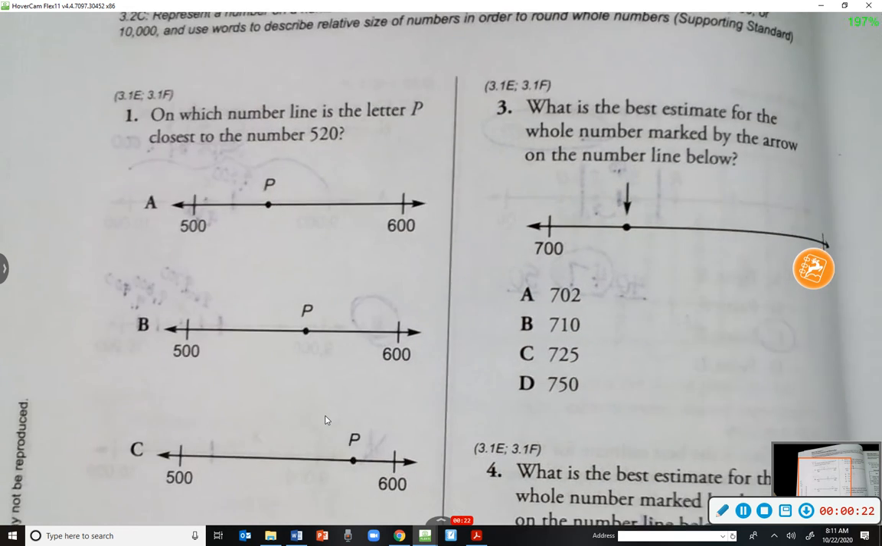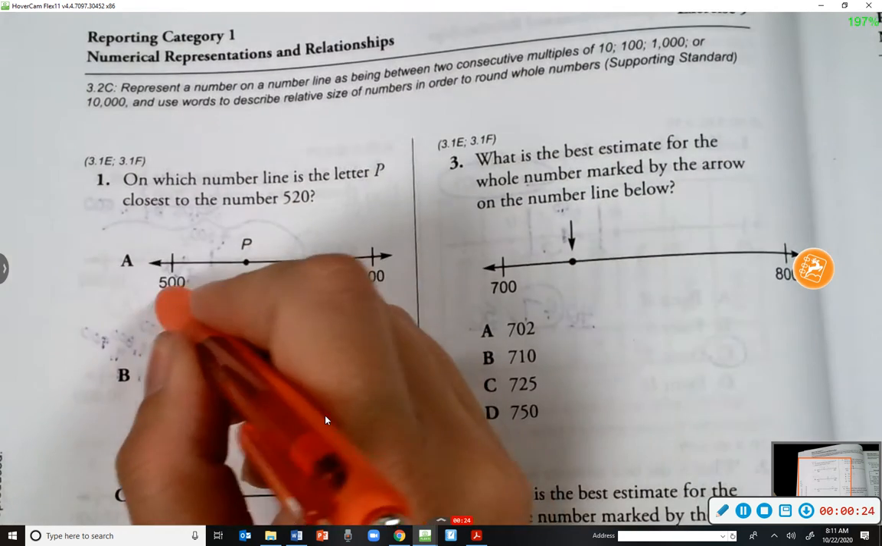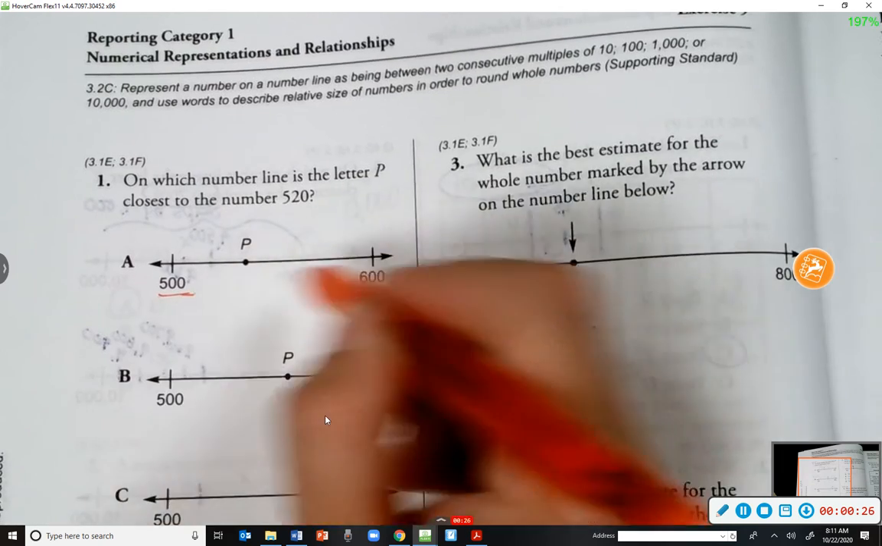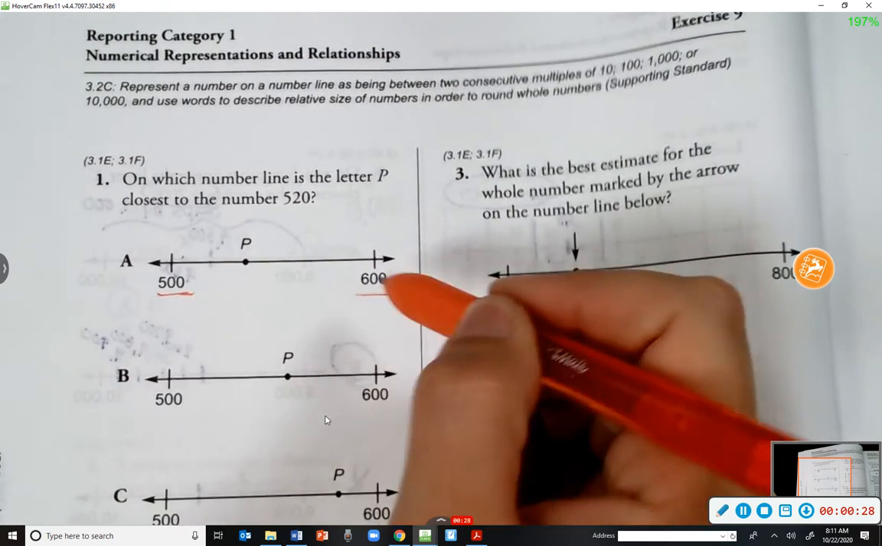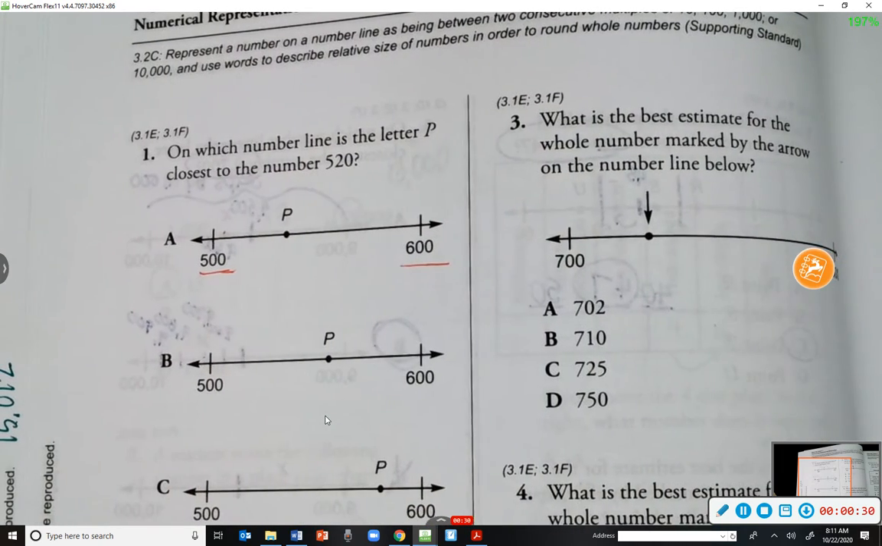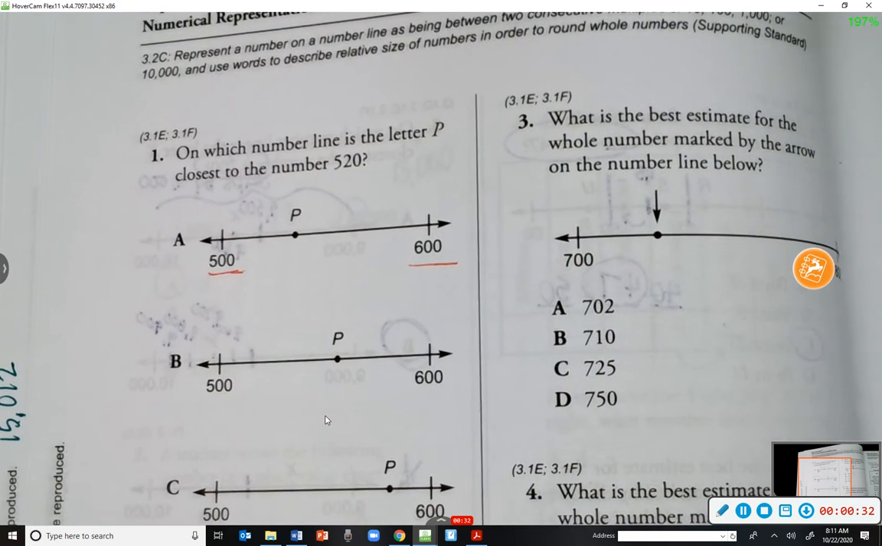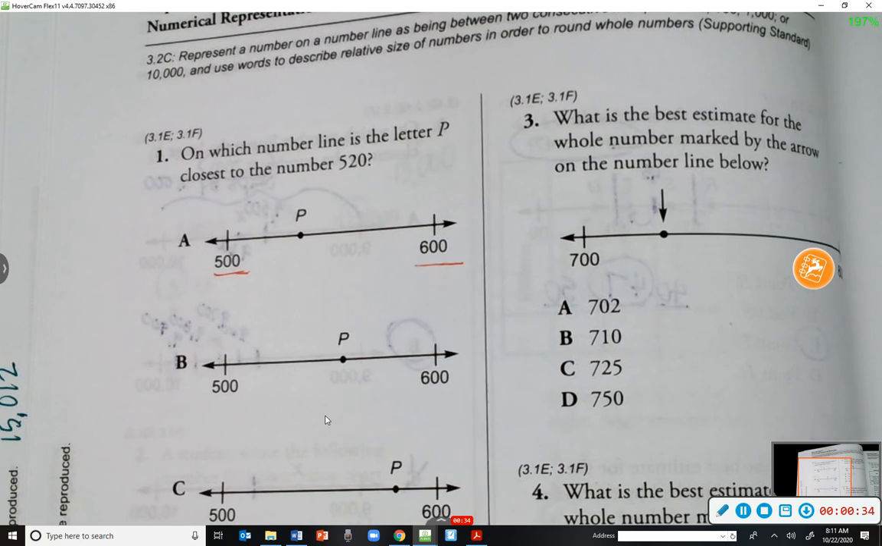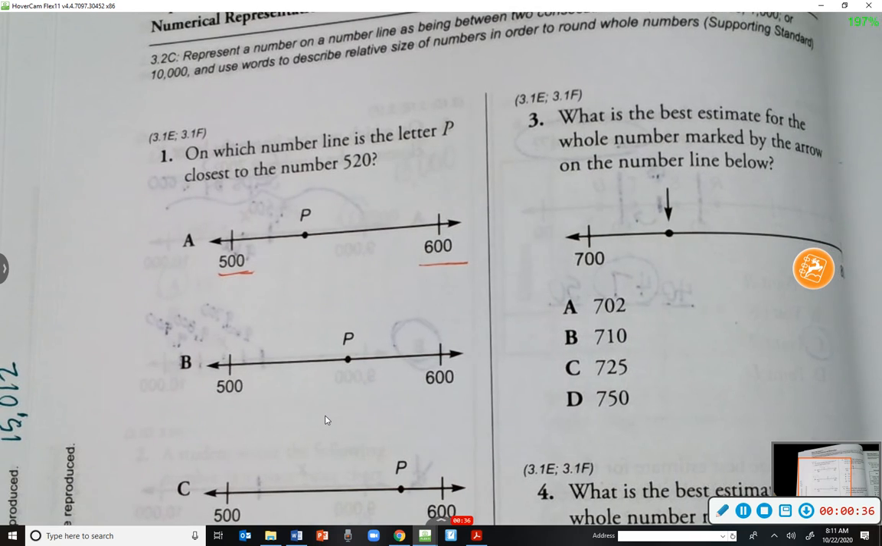Okay, well, first we need to look at what they're skipping by. So if it's 500 on one end and 600 on the other end, what did they skip by? 100. Good. Hold on, let me change pens. That one's running out of ink.